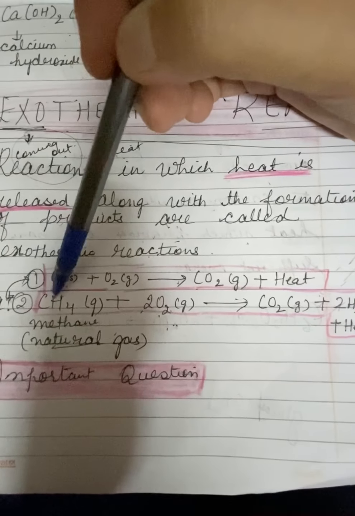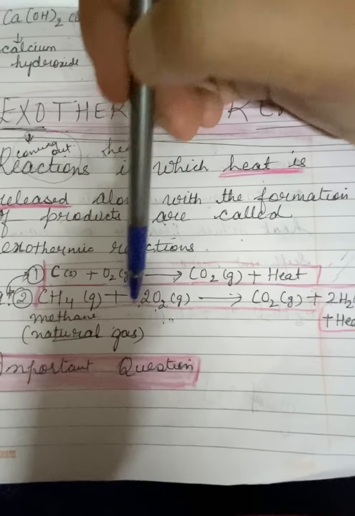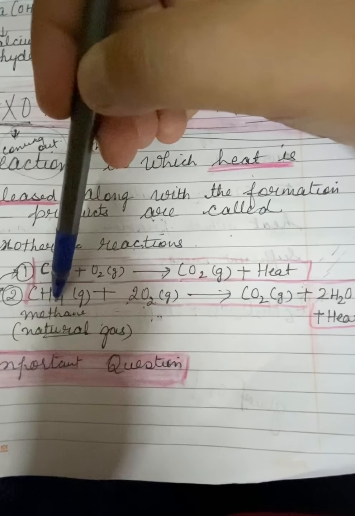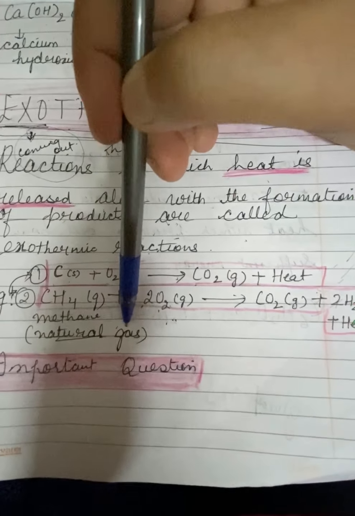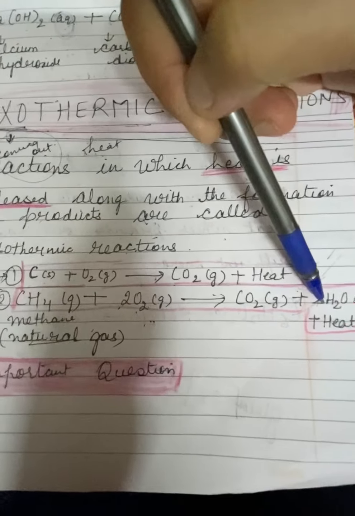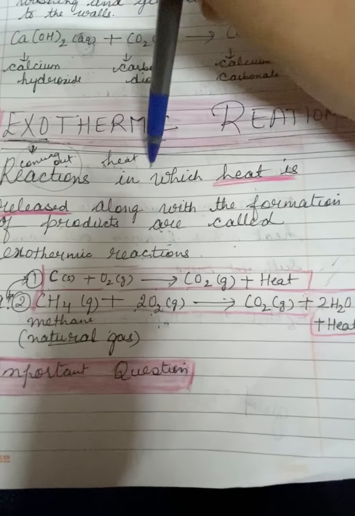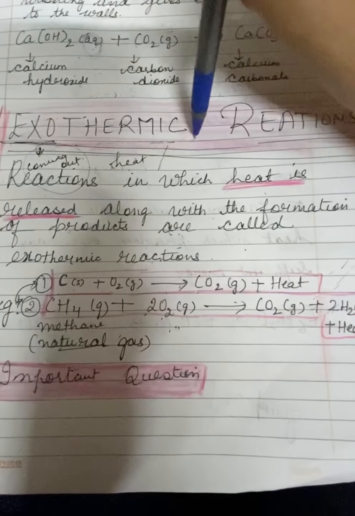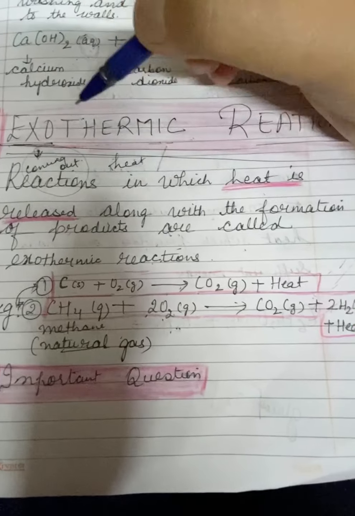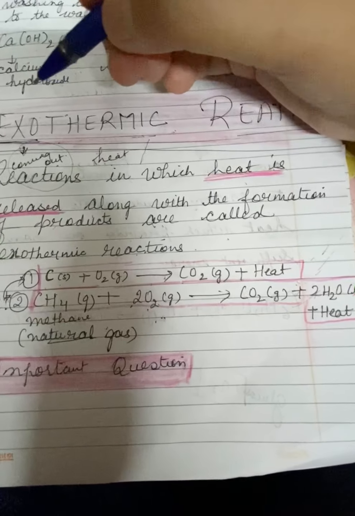Next example of an exothermic reaction is CH4 plus O2. CH4 is methane, that is your natural gas. When it reacts with oxygen, it forms carbon dioxide, then you get water, and then you get heat. So this is another example of an exothermic reaction. Now, one more exothermic reaction is there in your NCERT book, and you can get that question in your exams. That is also very important.